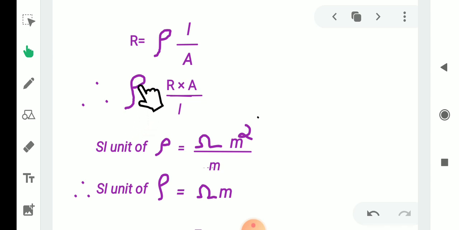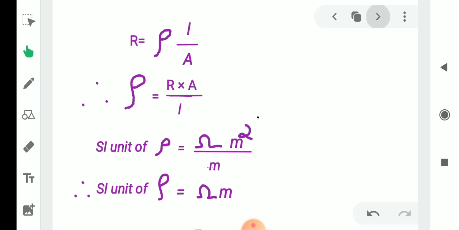Now, what is resistivity? You can see resistivity is equal to R, that is resistance, into area divided by length. So this area will move here and the length will move below here. So we get the resistivity formula. Resistivity is equal to the resistance of the conductor into the area of the conductor divided by the length of the conductor. So we can find the resistivity of the material of the wire.